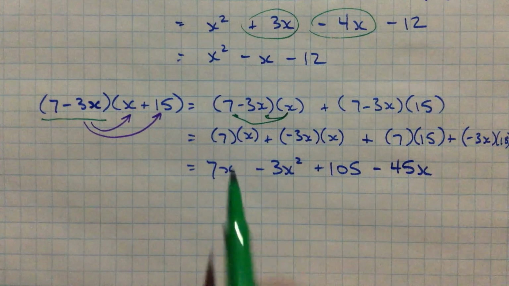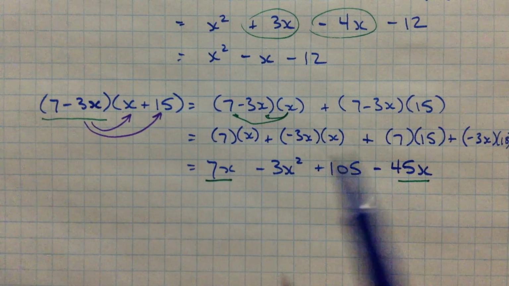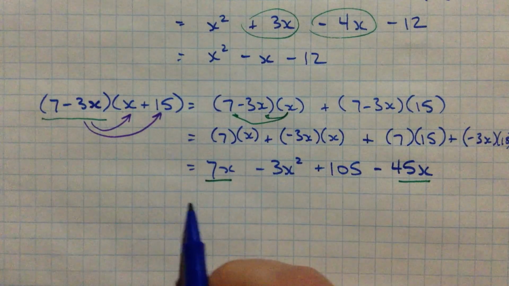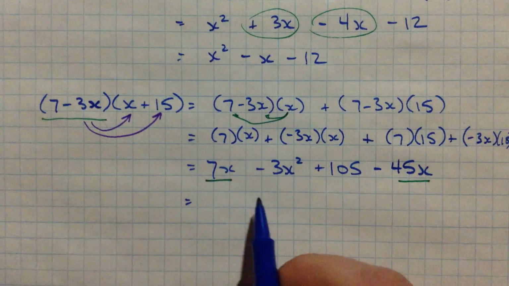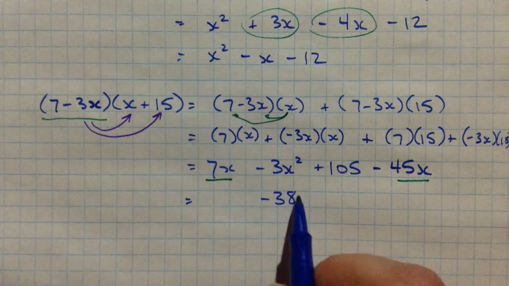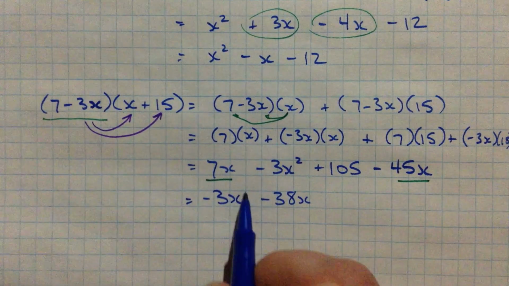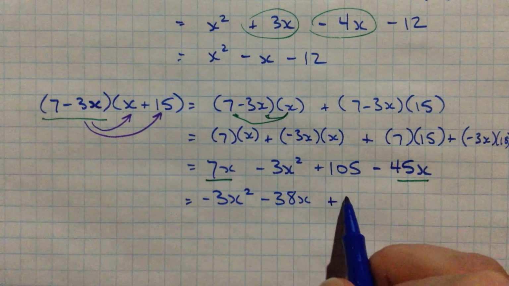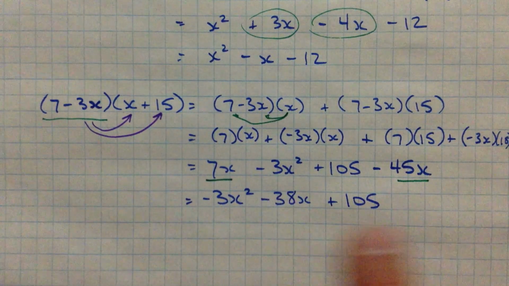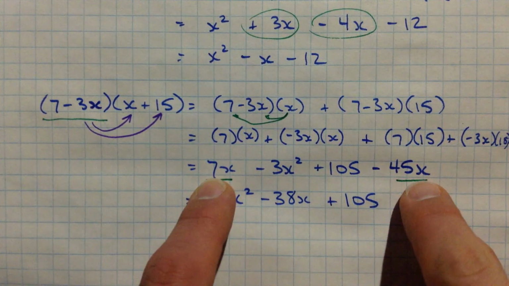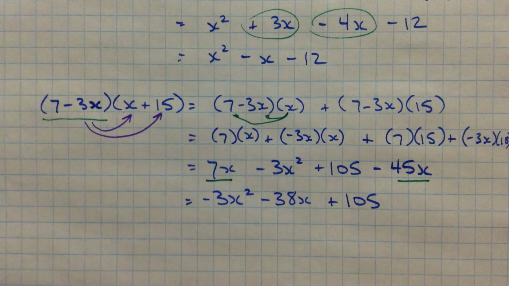Alright, let's find my terms with the same degree. I've got the variable x with an exponent 1. 7 minus 45, that's going to be negative 38. I just move that over there because I actually want to write my x squared term first, negative 3x squared. And then I've got a plus 105. So negative 3x squared. Here we've got negative 38x, and then 105 for the constant term.